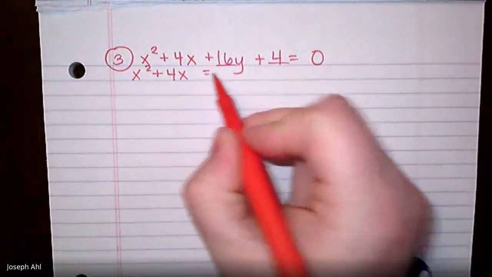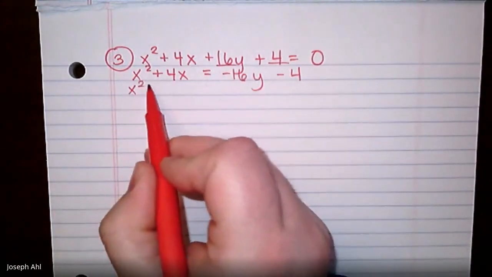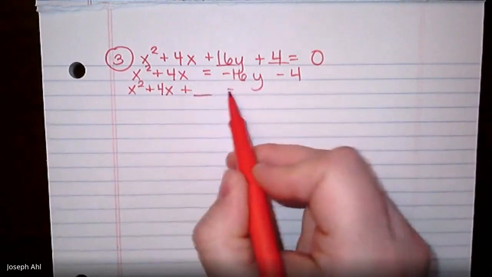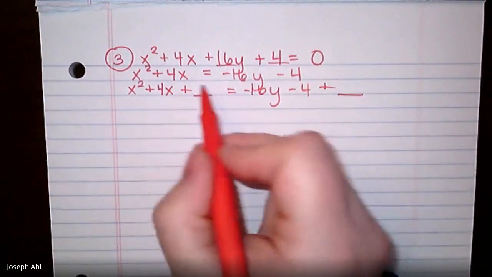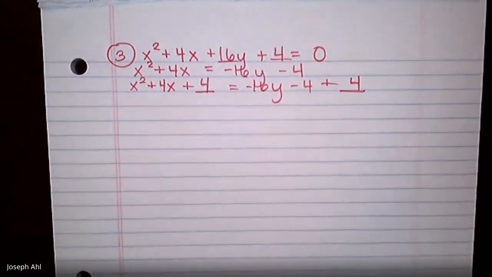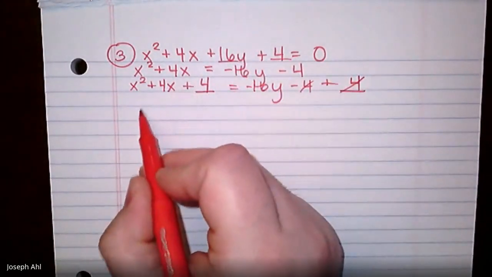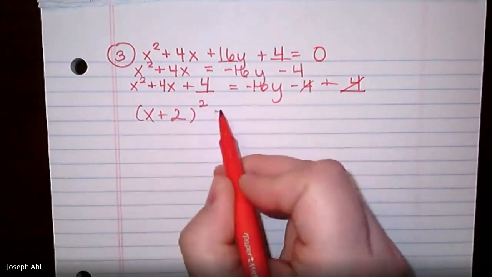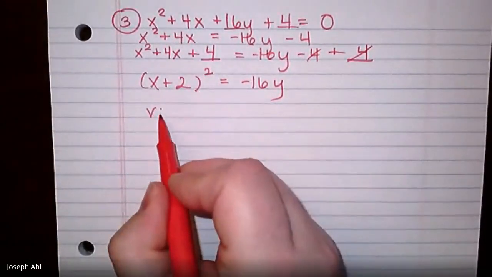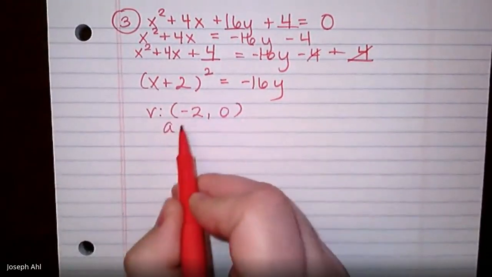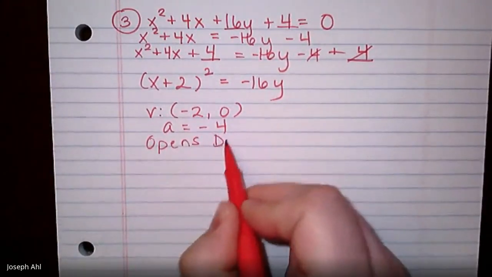All right, so go ahead and, like I said, move those terms to the other side. So -16y -4. Now we can complete the square. So whatever I add to complete the square for the x's, I have to add it to the other side. 4 divided by 2 is 2, squared is 4. Okay. So it's not very common that these numbers will cancel each other out, but they do in this scenario. In standard form, this would be (x plus 2) squared equals -16y. So this one has a vertex at (-2, 0). Value of a is -4. And it opens down because of 2 things.